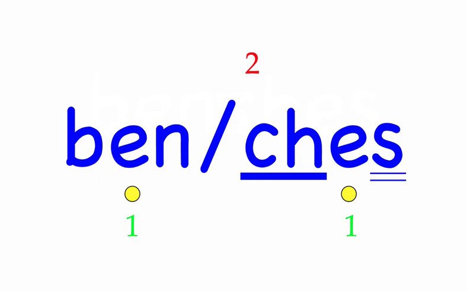Bench. Benches. The benches were repainted. Benches. Ben, 3 sounds. B, e, n. Ches, 3 sounds. Ch, e, z. Benches. When a root word ends in ch, add es to form the plural. Mark the word. Benches.